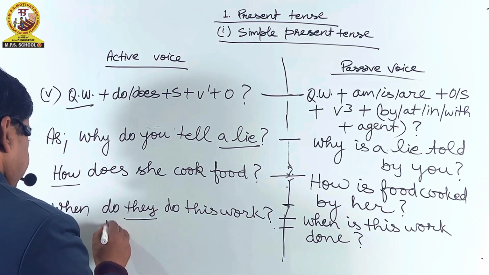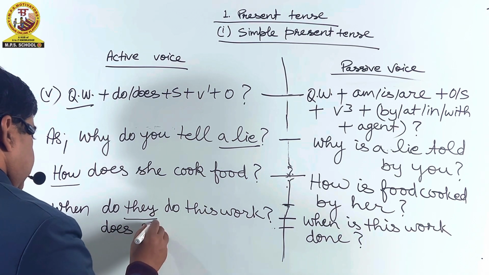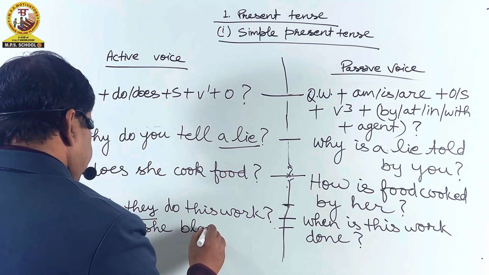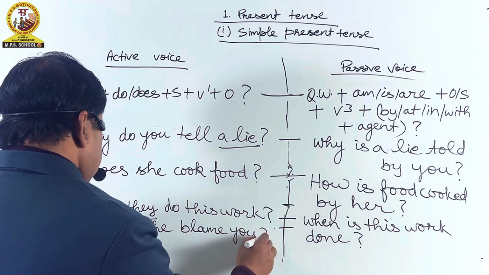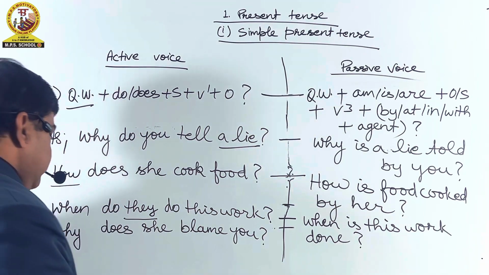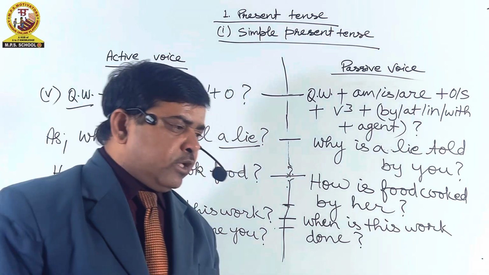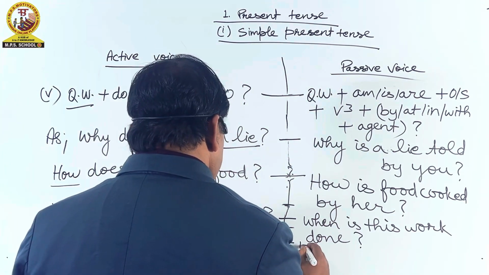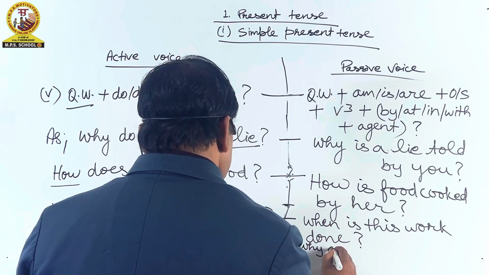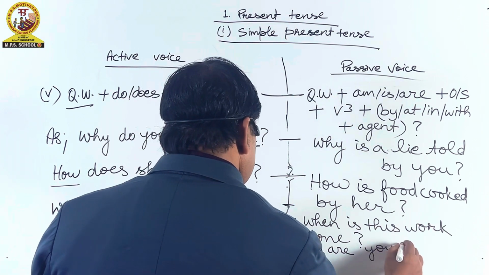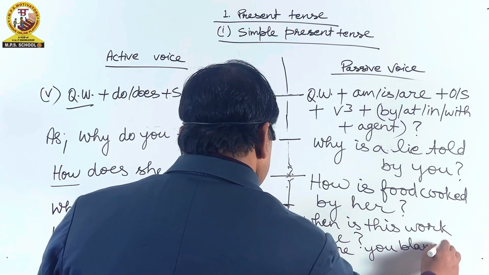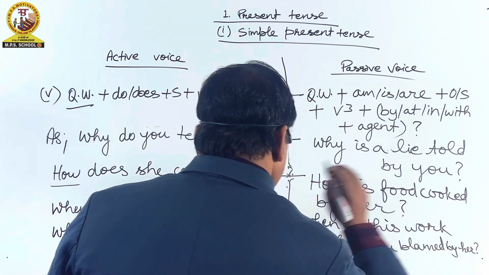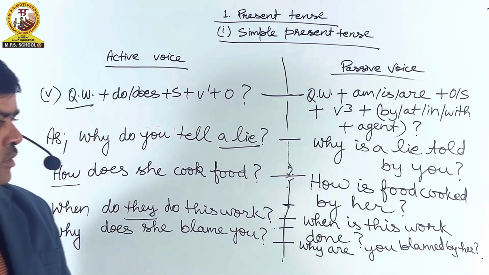Why does she blame you? Why does she blame you? The passive voice of this sentence will be why are you blamed by her? Question mark. Now you can take its screenshot.